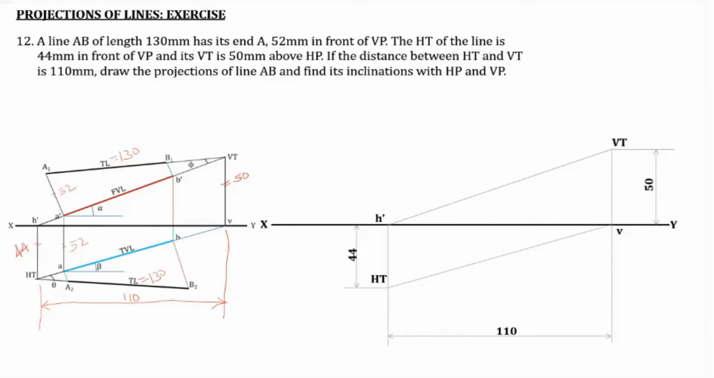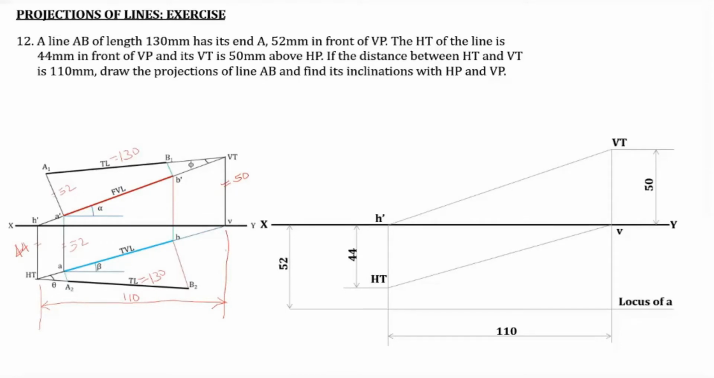Now, it is said that A is 52 millimeter in front of VP. So the point A should be lying 52 millimeter in front of, below the XY line. So 52 millimeter below the XY line, we draw the locus of A. So this is the locus of A.